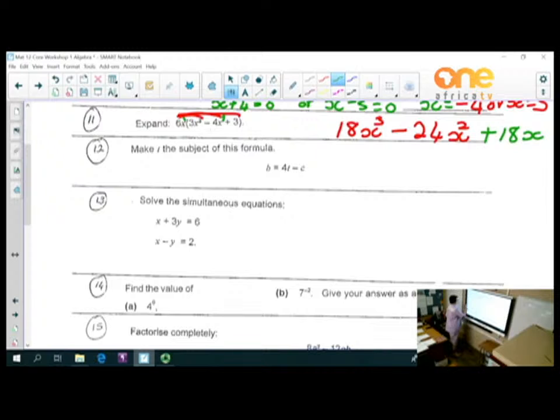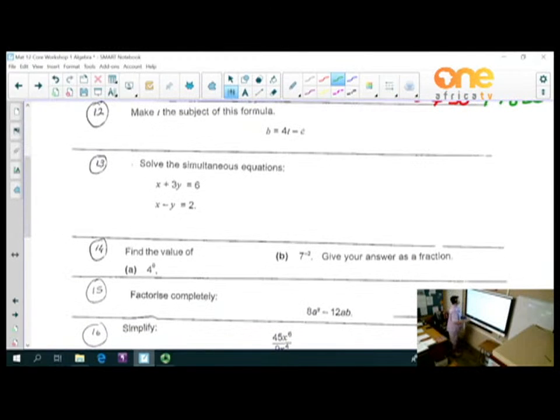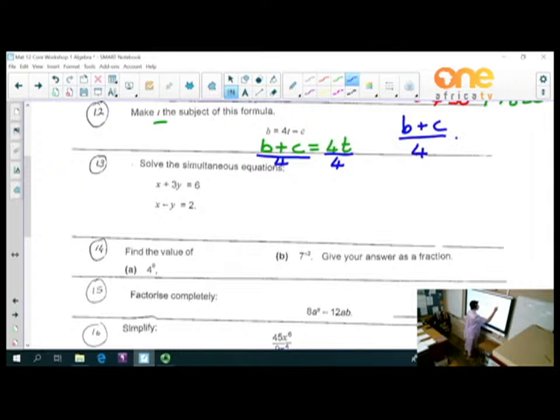Number 12 is again changing the formula to make t the subject. This is what we want to do. We want to make t the subject. It works like numbers. So I'm going to say that this is b plus c, which is equal to 4t. Can you see? I take it over. I change the sign. Now to find t alone, to make t the subject, I divide with a coefficient. So b plus c over 4 is equal to t.